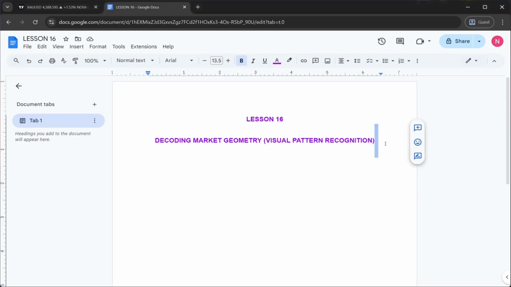All right, and in today's lesson, I will try to share with you the three core visual elements to help you identify the chart patterns on TradingView easily. The first core element I want to share with you in today's video is peaks and valleys. Those are the pivot points.